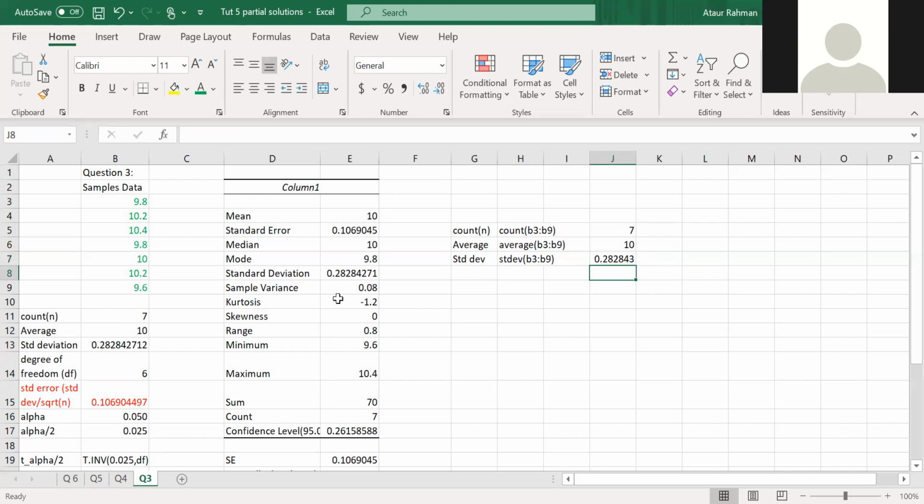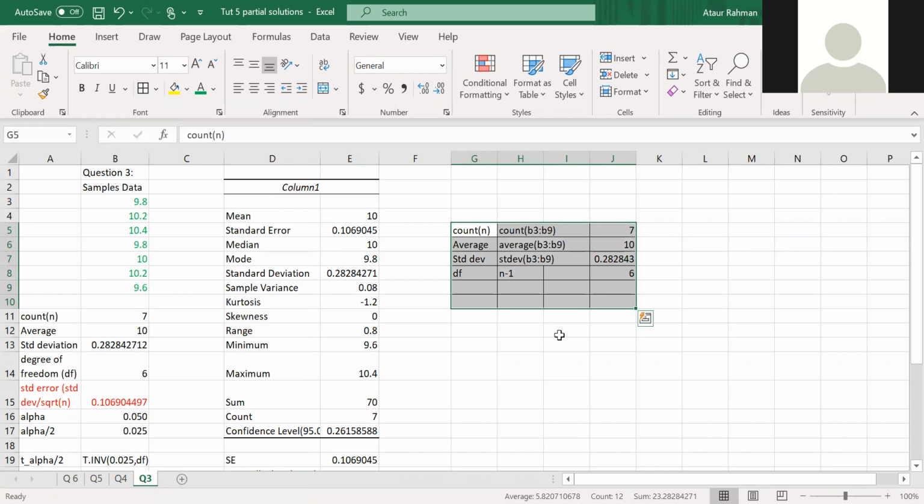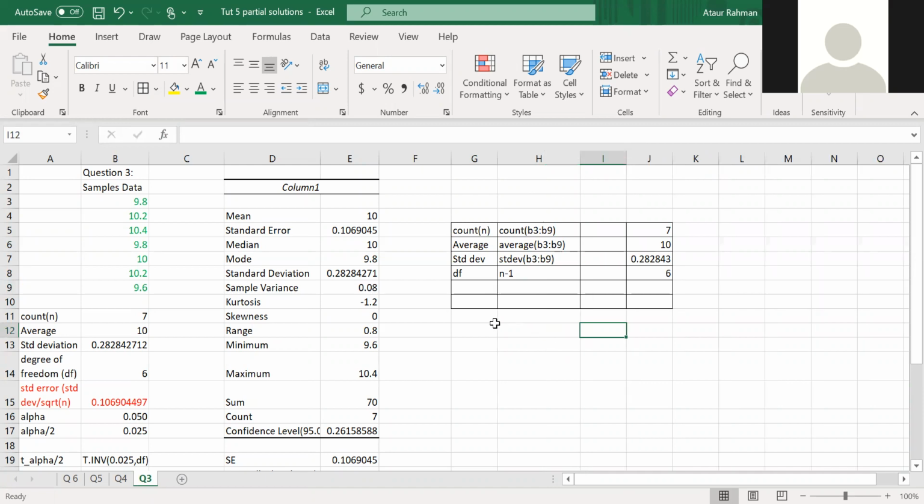So we got the standard deviation, and what would be our degree of freedom? The equation is n minus 1. So that means our degree of freedom is 7 minus 1, so the degree of freedom is 6. I'll put a border here so that it will be easy for you to see, and I'll make this one bigger. Okay, so that's the degree of freedom we got.